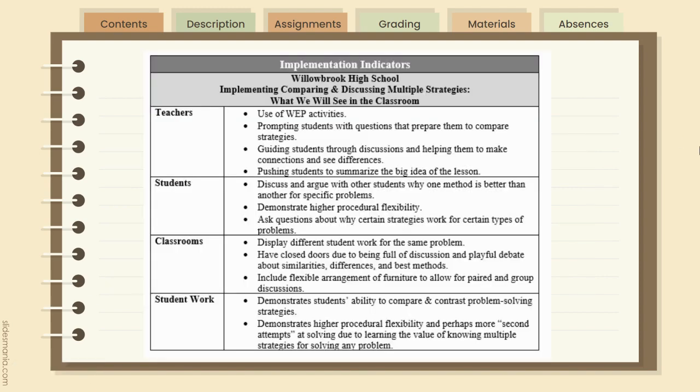So what our classrooms will look like and what our teachers and students and what their work will look like if we do implement these activities with fidelity. I've outlined that all here in the table on screen. And what I'd like to point out and highlight is that you would see teachers using these WEP activities more regularly in class. You'd see a lot more prompting of students to compare strategies.